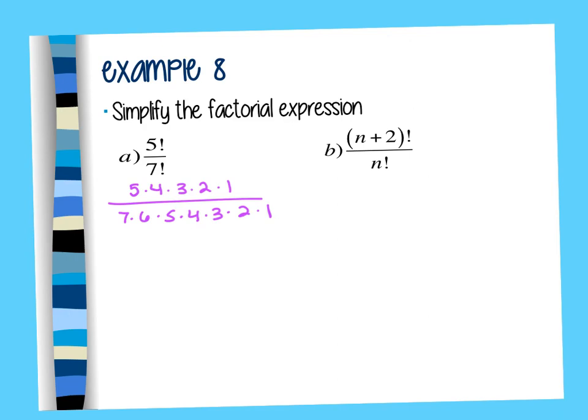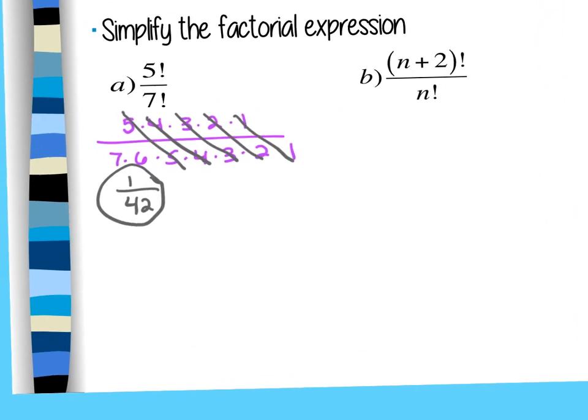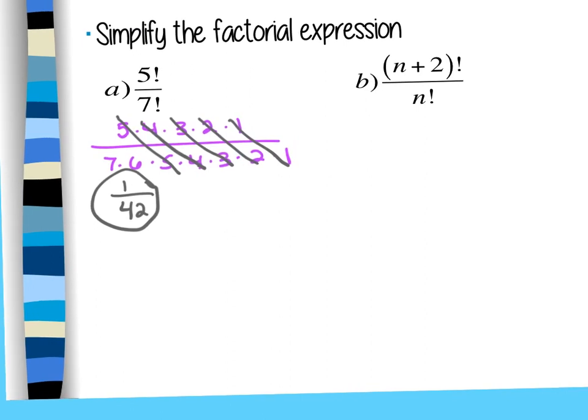What I can do is they both have a 1, they both have a 2, they both have a 3, they both have a 4, they both have a 5. So I can just make this 1 over 42, or 1 over 7 times 6. Does that make sense? The shorter way to do it is look at the 5 and the 7. Pick the smaller one. What's smaller, 5 factorial or 7 factorial? 5. Leave it how it is.